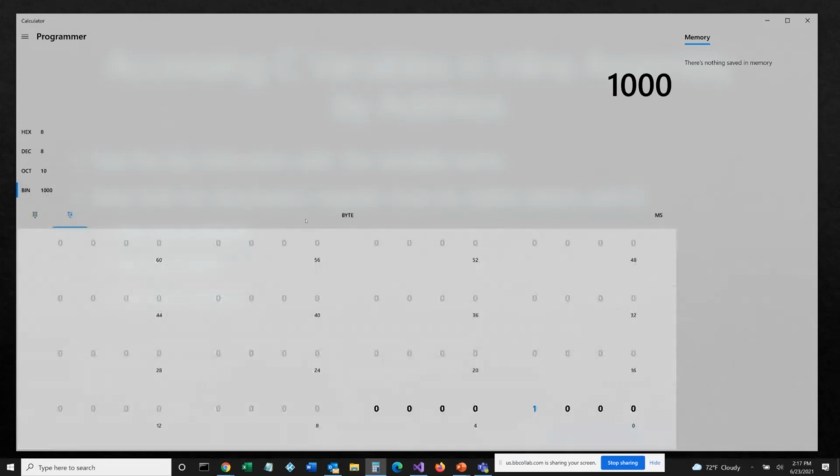So you can see what happens here. With this bit toggling keyboard, if I'm in byte mode, it's only allowing me to see 8 possible bits, or 1 byte. Now we switch back to quad word. Again, that's 64 bits. D word, 32 bits. Word is 16 bits, and of course, byte is 8 bits.